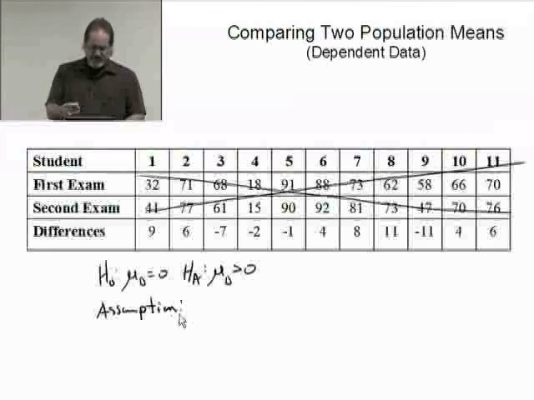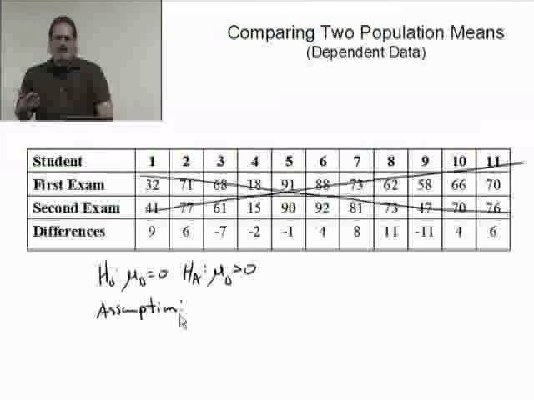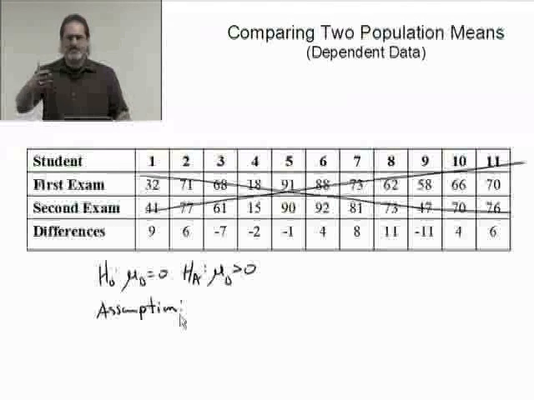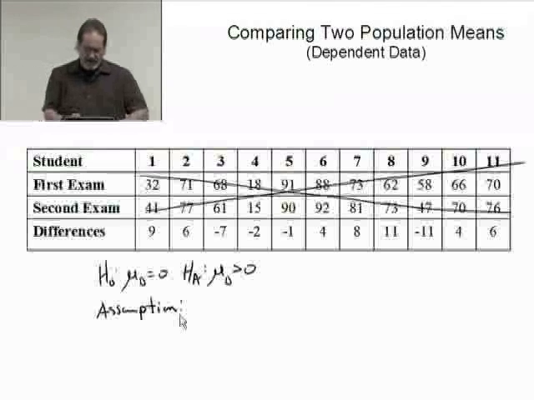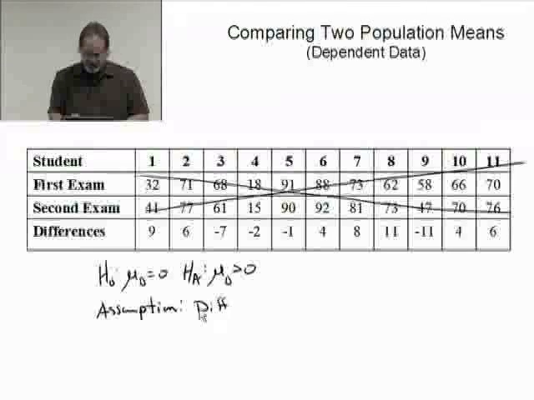Well, the assumptions that I worked with earlier when I did the univariate case was that the data was normal. X is distributed normal. The population was normal. It's the same thing here, only here I'm working with the differences. So I need the differences to be normal. And how do we make that determination? Well, let's go back to the calculator and do a normal plot.